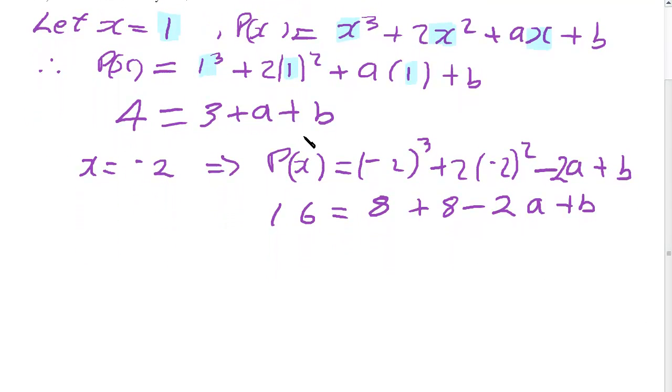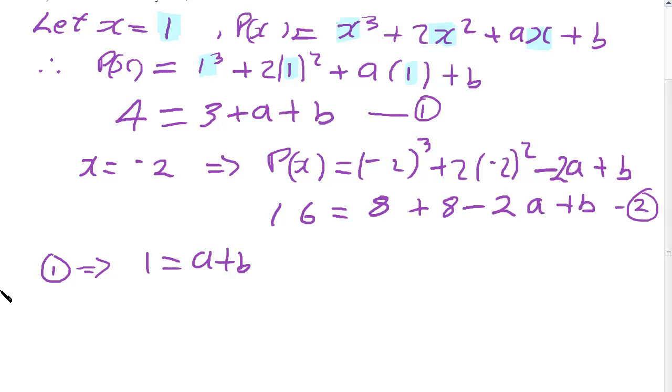Right, so my first equation, number 1, I'm just going to change that a little bit. I'm going to take away the 3 from both sides. I get 1 equals a plus b. And my second equation here, 2, will give us, let's take the 8 away from the 16, so that gives us 0. So we get 0 equals minus 2a plus b.